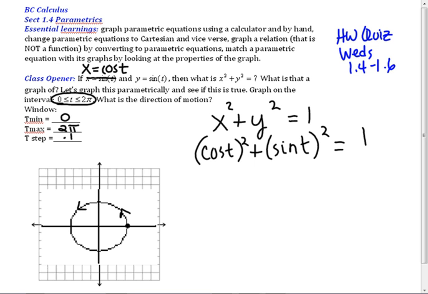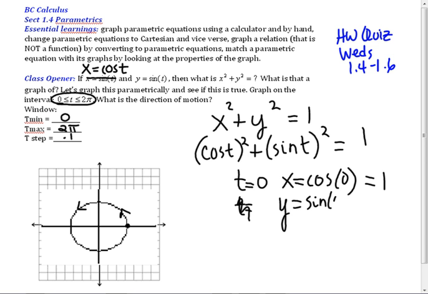Because when t is equal to 0, what is x? X is equal to the cosine of 0. And it's not 0. What's the cosine of 0? It's 1. Then when t is equal to 0, what's the y? Y is equal to the sine of 0, which is 0. You can always plot points. So it's counterclockwise. I will be looking for direction.